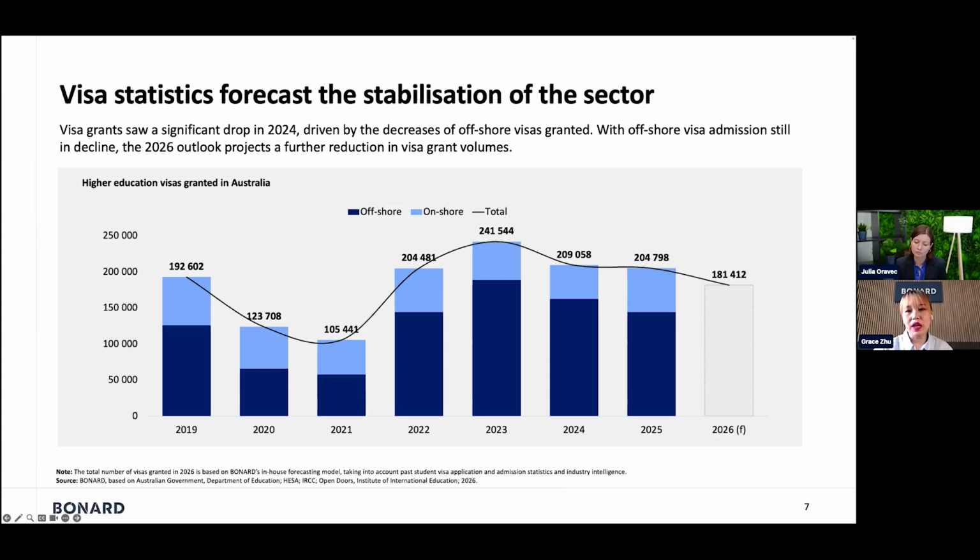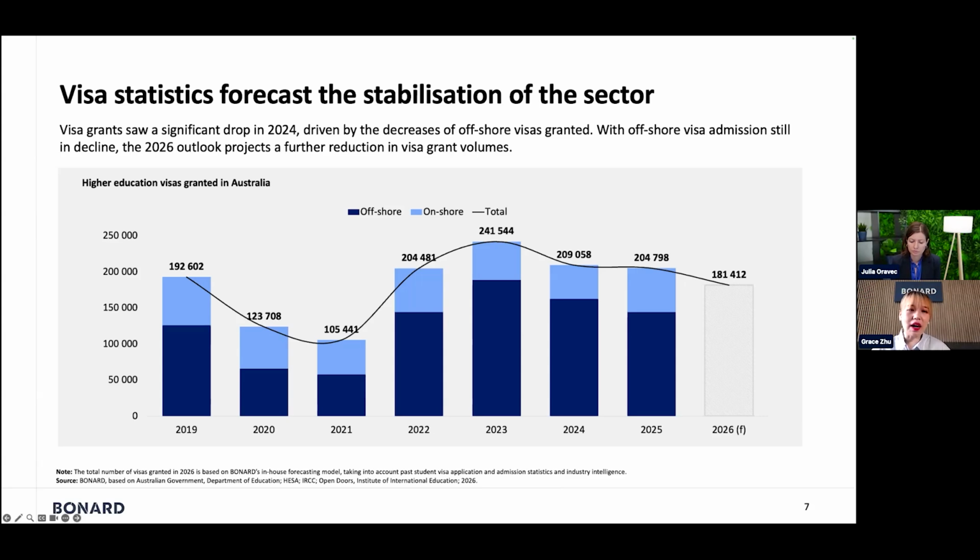So our forecast for 2026 projects a total of just over 181,000 visas. It's a continued reduction from the 2025 level. Just for your reference, Q1 2026 data has already seen higher education visa grants at slightly over 30,000. It's an 8% decrease year on year. So this also confirms the downward trend is persisting.